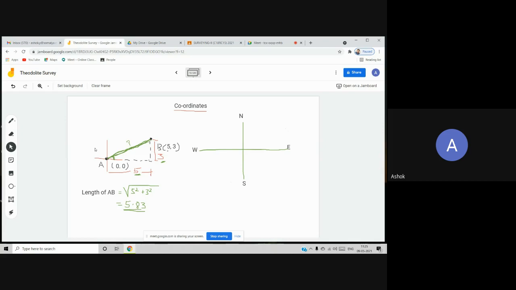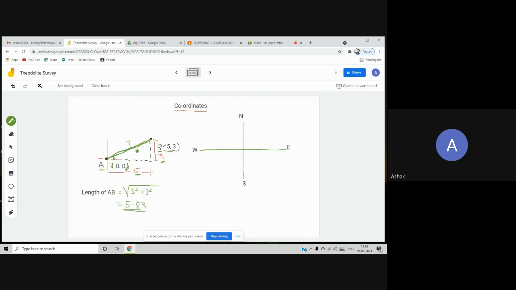So a survey line consists of two survey stations. A survey line connects two survey stations. Each survey station will have its own coordinate, that means its location, right? Here A has its coordinate 0, 0. B has coordinate 5 and 3.